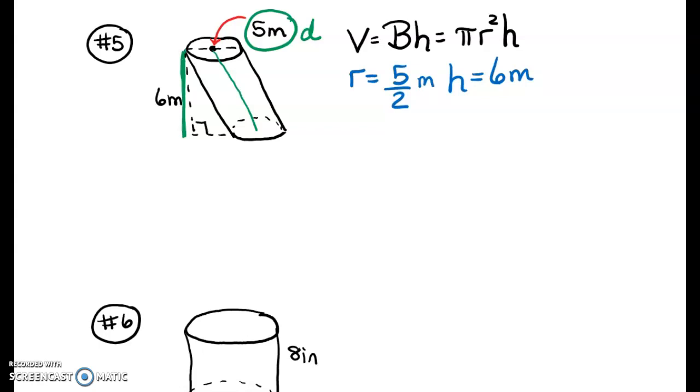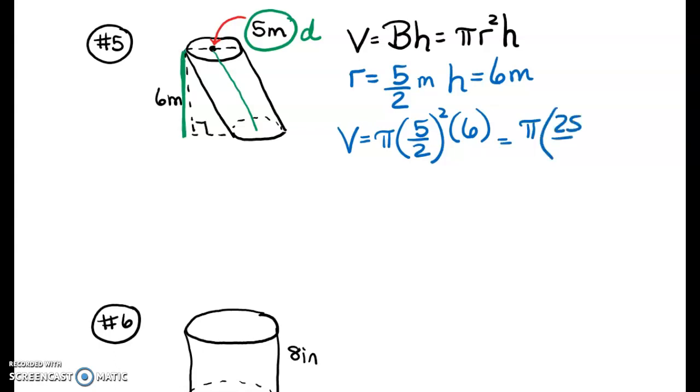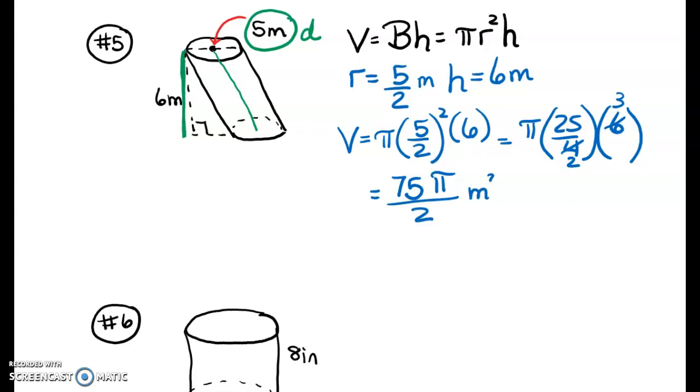So now all I just have to do is plug this into my formula. Pi times my radius squared times the height, which is 6. So when I square 5/2, I square the numerator and the denominator. 25/4 times 6. And I know that 4 and 6 reduce by a factor of 2. So 3 times 25 is 75 times pi all over 2, and this is going to be meters cubed because we have volume.